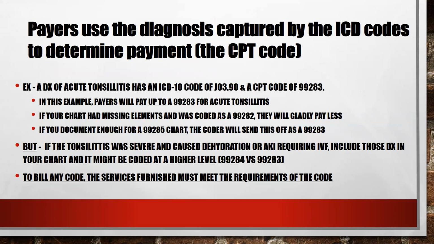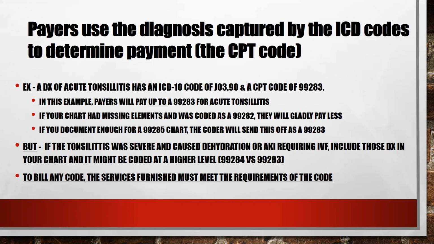Again, payers use the diagnosis captured by the ICD-10 codes to determine the payments. So for example, if you saw a patient and diagnosed this patient with acute tonsillitis, that might have an ICD-10 code of J03.90. That won't be on the test. And there'll be a CPT code of 99283. So in this example, the payers will pay up to a 99283 for acute tonsillitis.